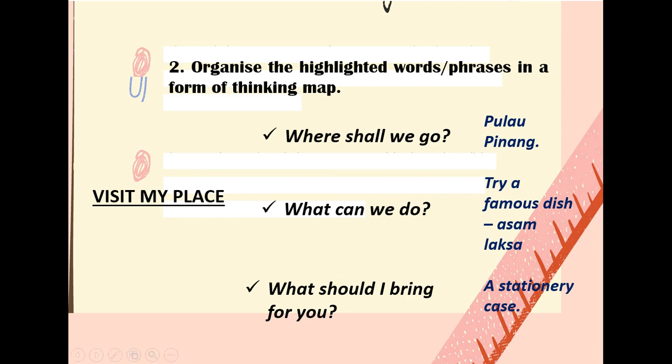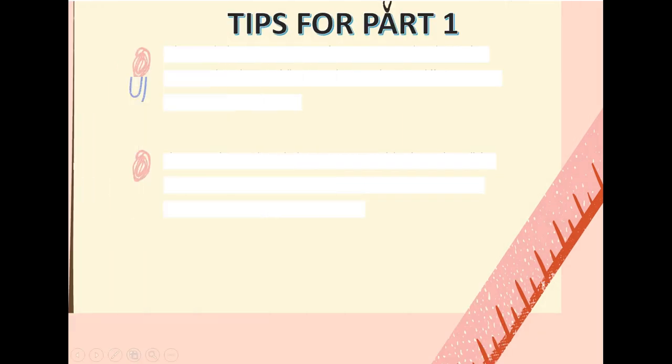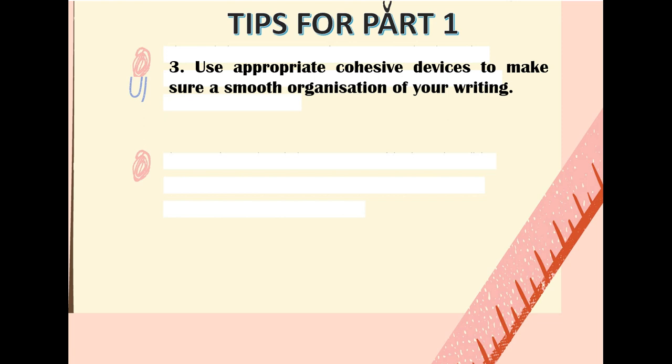All right. Next, tip number 3 is use appropriate cohesive devices to make sure a smooth organization of your writing. So what are cohesive devices? Okay, I just listed a few here. All right, there are, of course, many categories. I just share three of it.